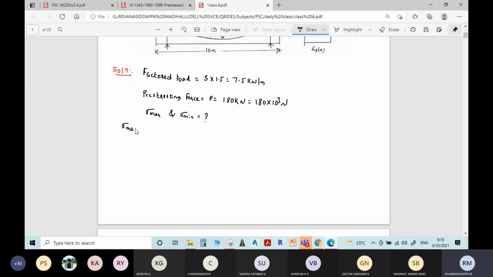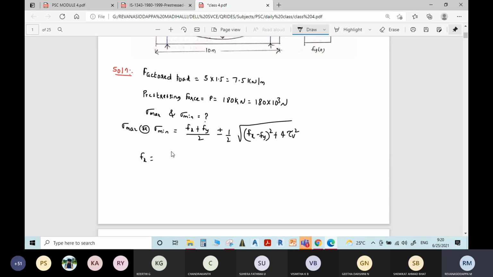Sigma max or sigma min is equal to, what is the formula? (Fx plus Fy) divided by 2 plus or minus half into root of (Fx minus Fy) whole square plus 4 tau v square. Okay, now one by one you find, first, Fx.